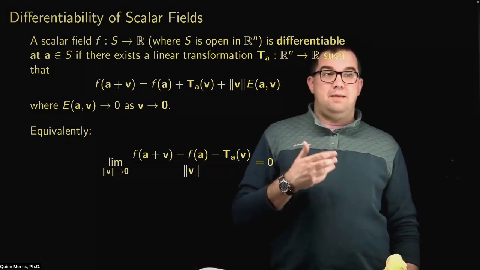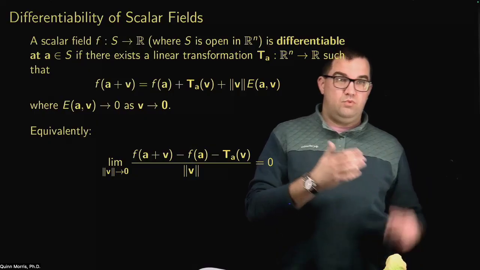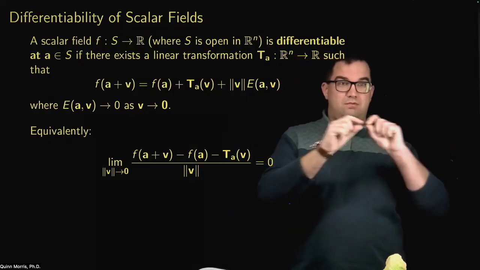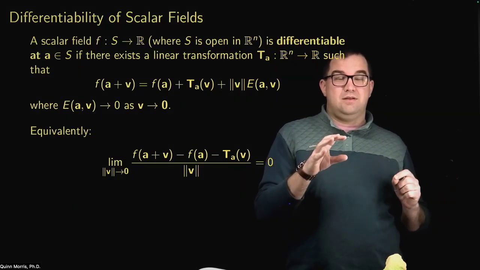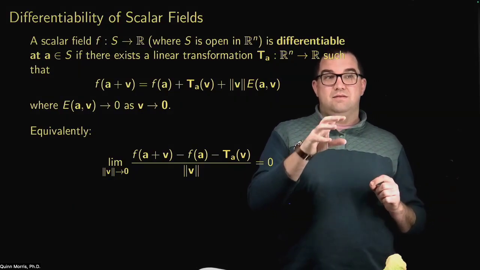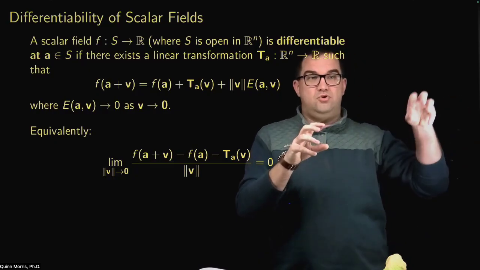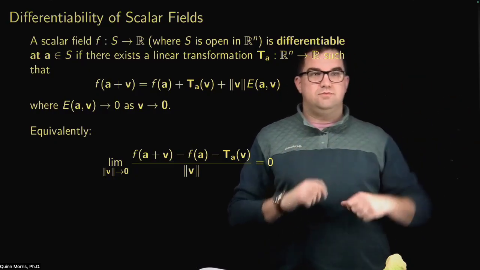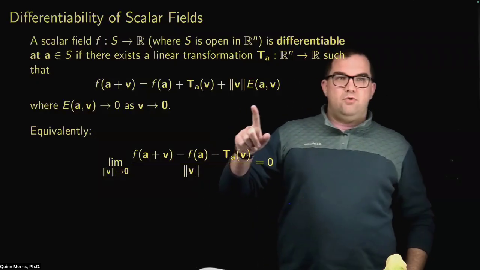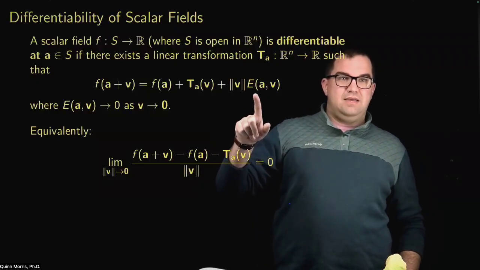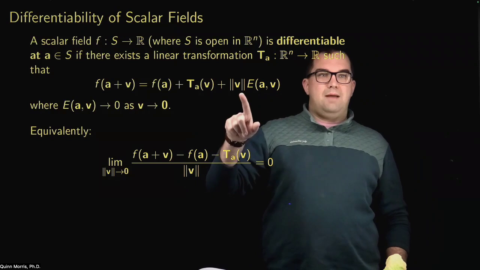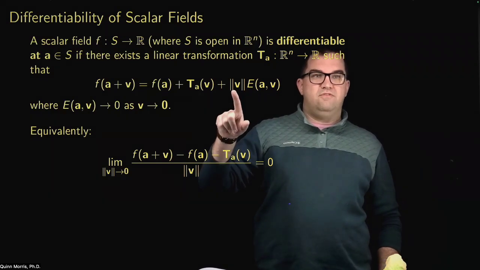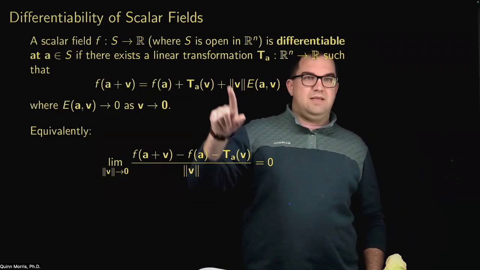Just as f prime of A times h, when we were in just R, was really the linear transformation f prime of A times x applied to h, setting x equal to h. And then here we're going to add e of A, v. So this is just like the e of A, h from before. And then we're going to multiply by the norm of v. That's going to take the place of the h before.